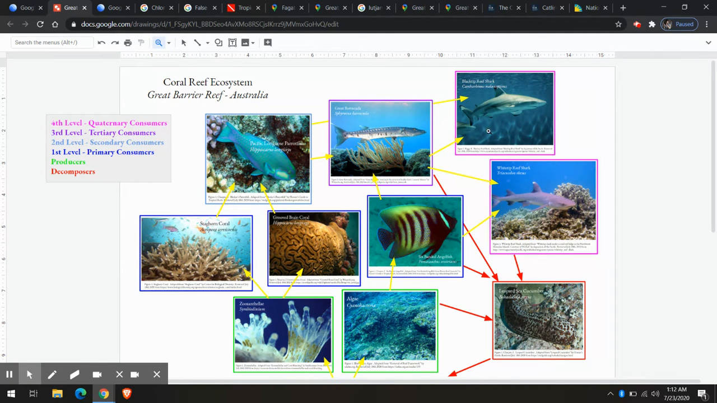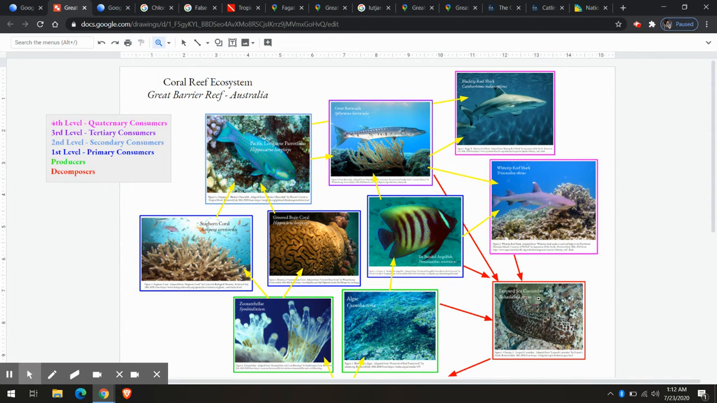So each level is characterized by what an animal eats. And animals can actually change levels. Like right here, I have a black-tip reef shark as a fourth level consumer because it eats a barracuda. But if it ate a parrotfish, it would be a third level consumer. The bigger distinction is who is a producer, who is a consumer, and who is a decomposer.